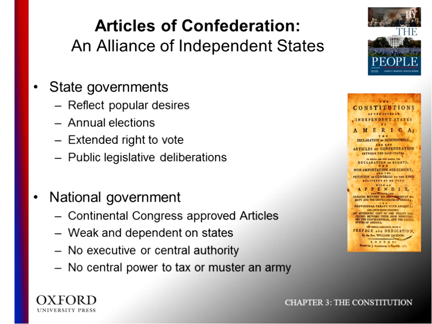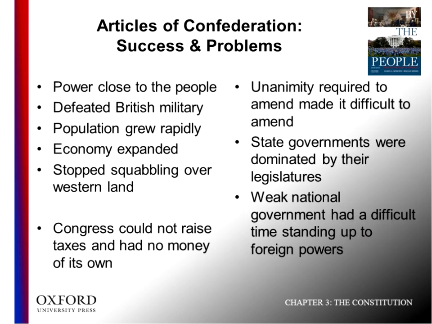Now, the national government that was approved through the Articles of Confederation developed what we know as the Confederation Congress. And the Confederation Congress was one body, rather, instead of having three branches of government, there was one branch of government, and it was very weak and dependent on the states. No real executive or central authority, no real central power to tax or to muster an army. In fact, there were a lot of problems with this.